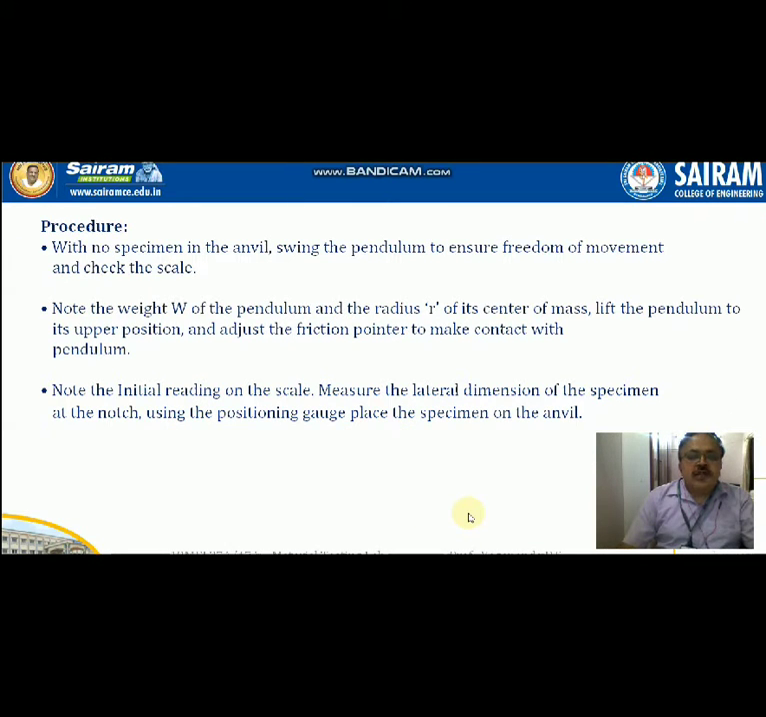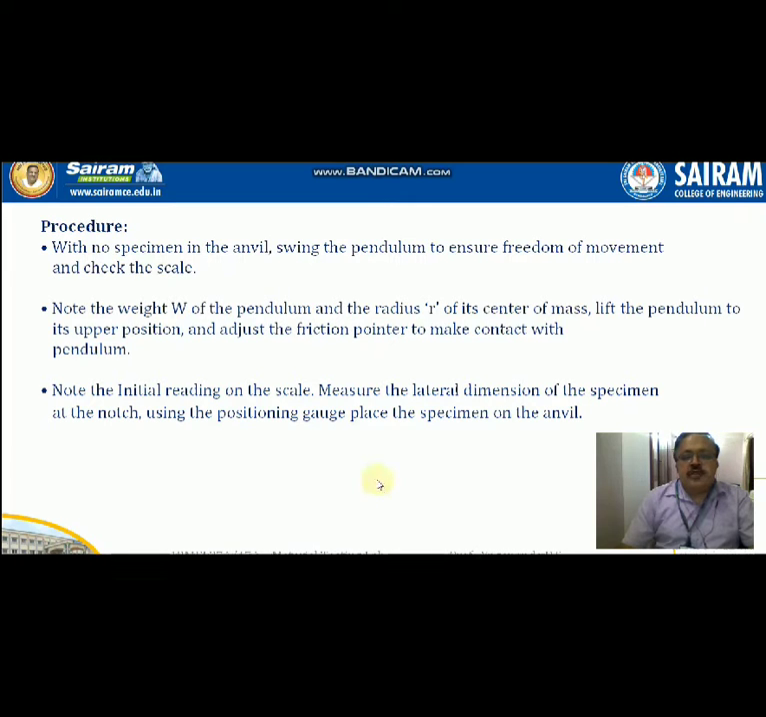The procedure of the Izod test is almost the same as the Charpy test. The first step is, with no specimen in the anvil, swing the pendulum to ensure freedom of movement and check the scale. Note the weight of the pendulum and the radius of the center of mass. Lift the pendulum to its upper position. In the Izod test, the angle of fall is 90 degrees. In the Charpy test, the angle of fall is 140 degrees.